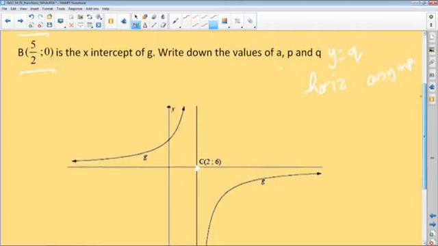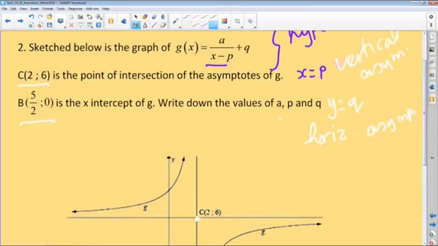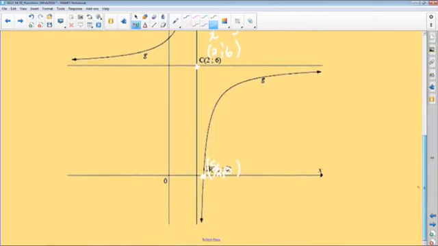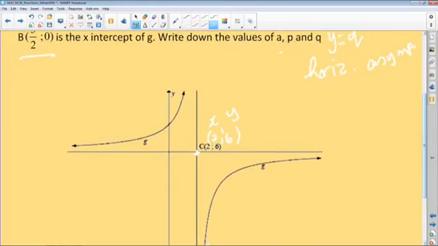Now, p and q, I'm going to say, are quite straightforward. The reason is that they've already given you the point of intersection of the two asymptotes, which is really nice, because the point of intersection has an x value and a y value. If I follow the vertical line going through the point C down to the axis, that point is going to be 2. And if I follow the horizontal line onto the y-axis, that point is going to be 6. So that's the point (0, 6).